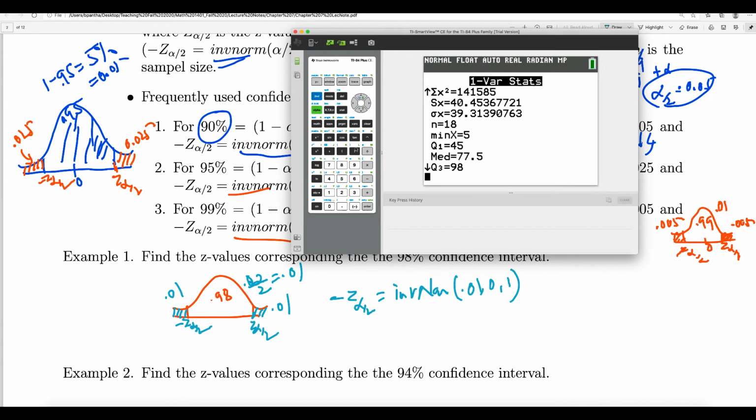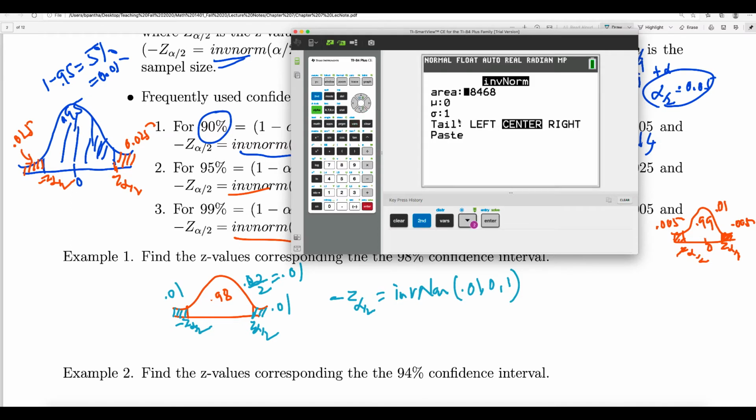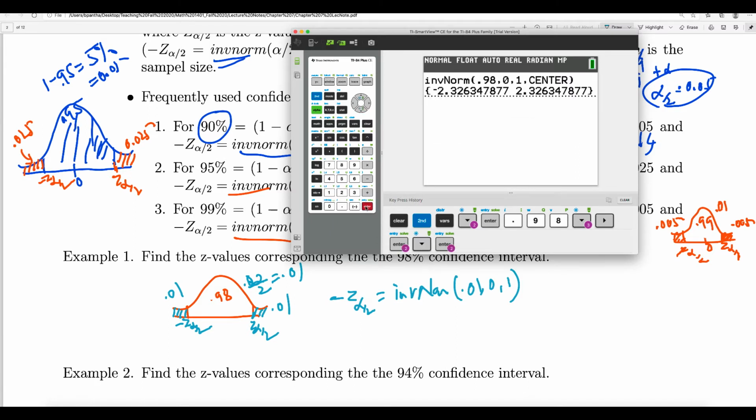In the calculator, to get the inverse norm, go to second and then vars. You will see inverse norm at number 3. Hit enter. If you are using a TI-84 Plus CE, you just enter 0.98, mu is 0, sigma is 1, and it is center area, because the middle value is given. Then hit enter, go to paste and hit enter again. It will give you two values, the left value and the right value.